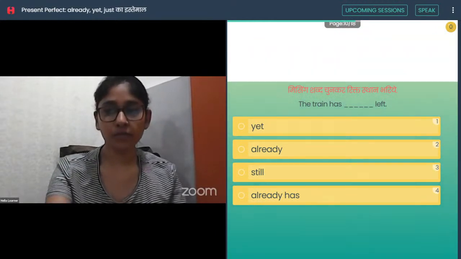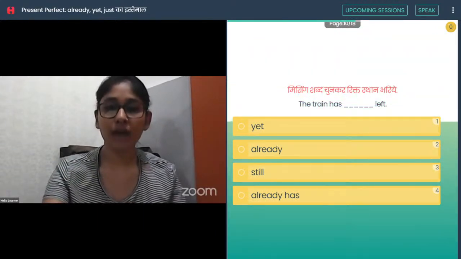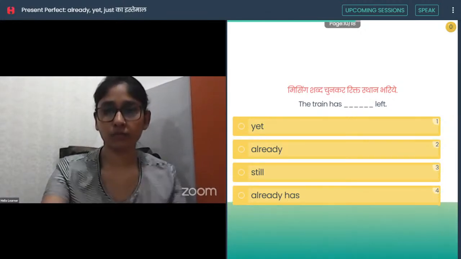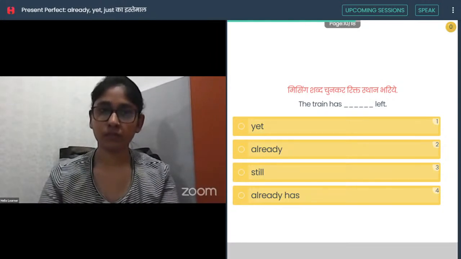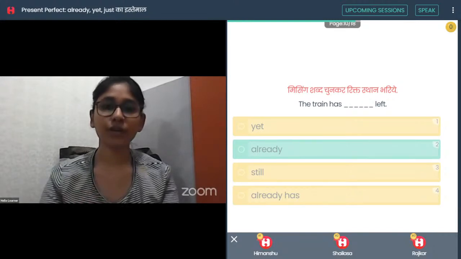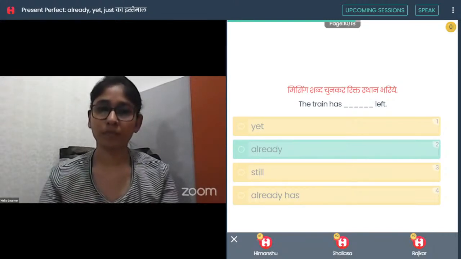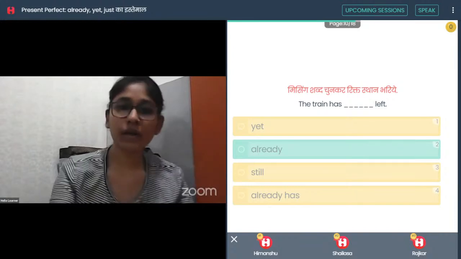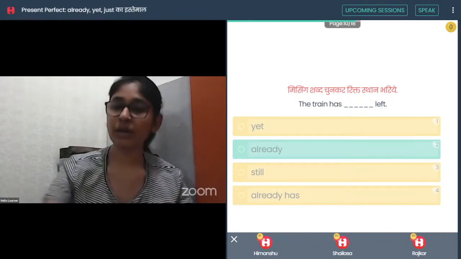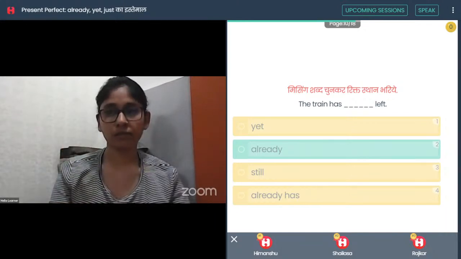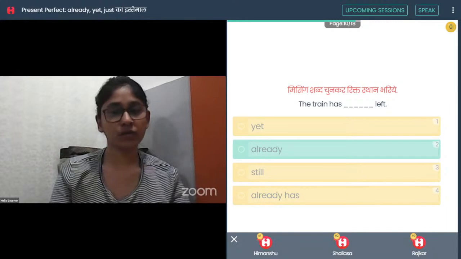Next, we have a fill in the blank. The train has dash left. Okay, Zishan, read out the answer, please. The train has already left. All right, the train has already left. What else could have, I mean, the train has already left. Okay, what will be the translation in Hindi? Anybody? The train has already left.